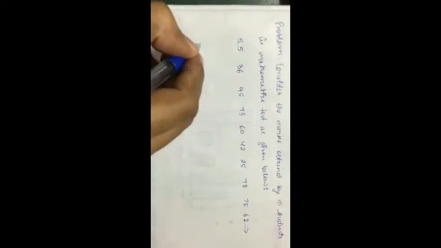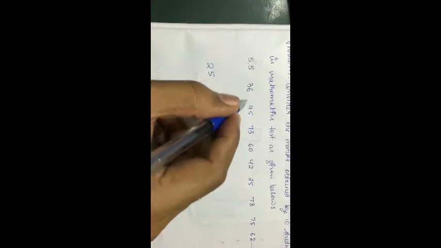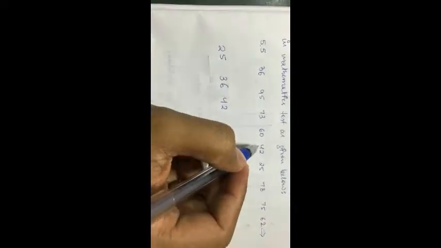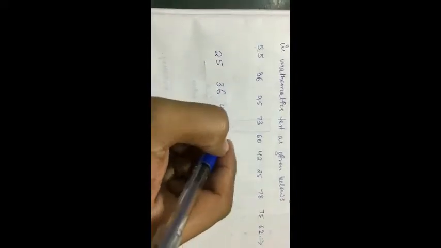which is the minimum marks till now. So in order to do that, first we are going to convert this data set, or the data given, into ascending order. So first the minimum number is 25, as you can see. After 25 comes 36, then after 36, 42 is the minimum. After 42, the minimum is 55.